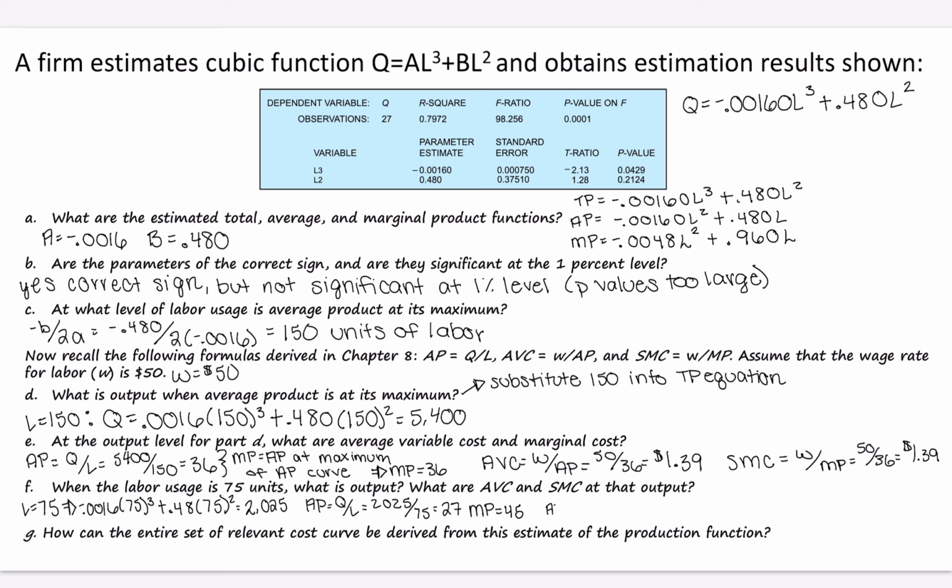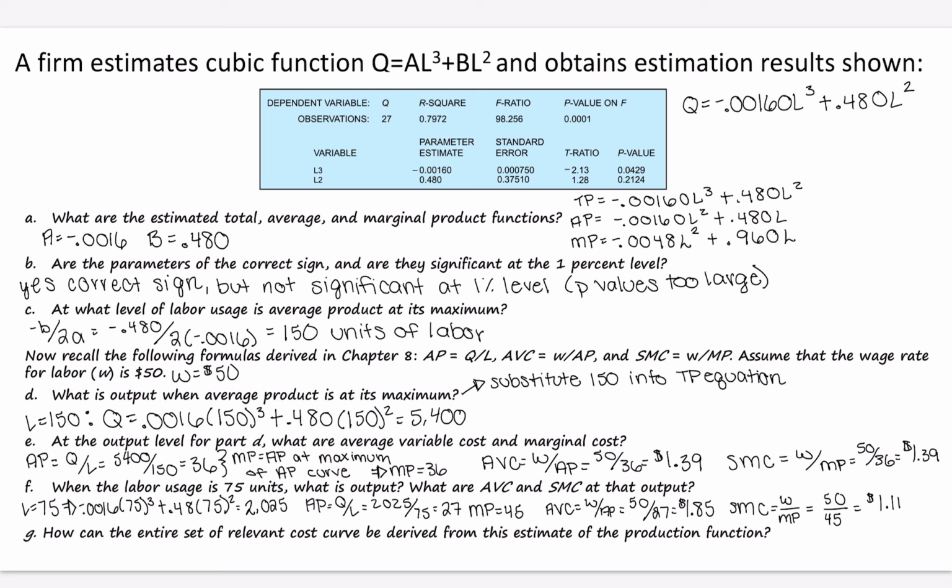So our average variable cost is wage over average product. So that's going to be 50 over 27, which is $1.85. Your short run marginal cost is going to be wage over your marginal product, which is going to be 50 over 45, which gives us 1.11.